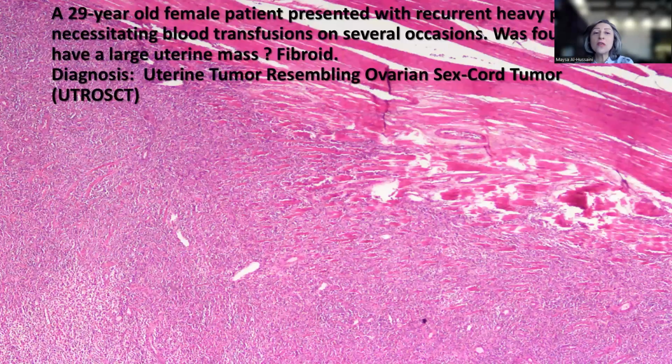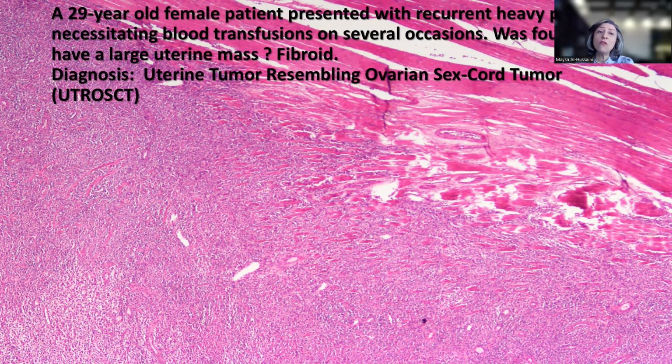So given the morphology and the immunohistochemical features, the diagnosis of this case was uterine tumor resembling ovarian sex-cord tumor. It's a rare tumor that should be in the differential diagnosis whenever we look at, in particular, stromal sarcoma, and if we identify some acidophilic cytoplasm, sometimes even a clear cytoplasm, minimal nuclear atypia, usually well circumscribed, but it might show some evidence of infiltration at the edge of the tumor.